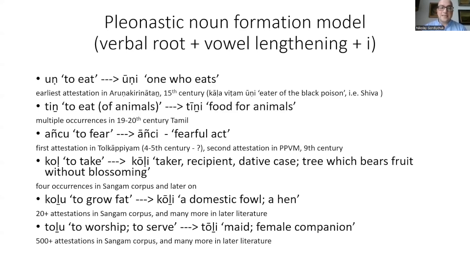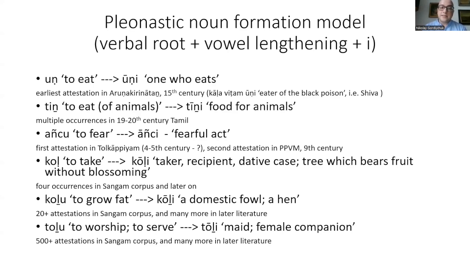Next one is a very interesting word, anji, from the root anju, to fear, which roughly means fearful act. It is mentioned in Tolkapiam in its chapter Puratine Il on the Puram poetry. And then the second attestation is in Pura Purulven Bamali, a poetical treatise from the 9th century. So I will deal with it in more detail a little bit later.